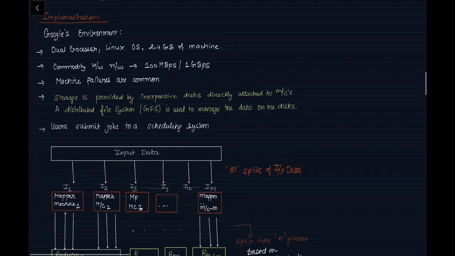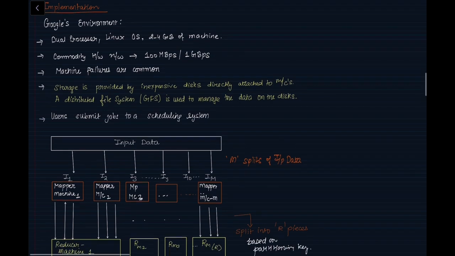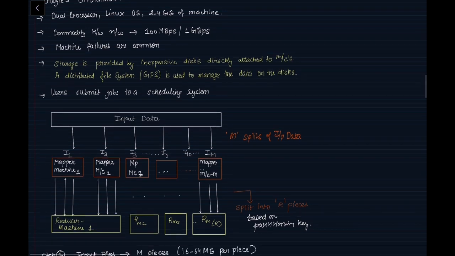So Google used dual processor Linux OS machines with 2 to 4 GBs of memory, and it used commodity servers with a network capacity of 100 Mbps to 1 Gbps. Machine failures were very common, as there were hundreds or thousands of machines in a cluster. The storage of the input data was provided in inexpensive disks directly attached to the machine. They are non-volatile in nature, and a distributed file system was used to manage the data on the disk.